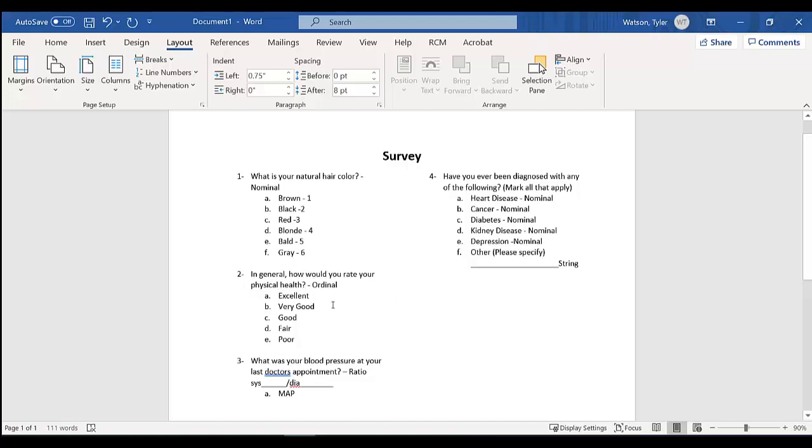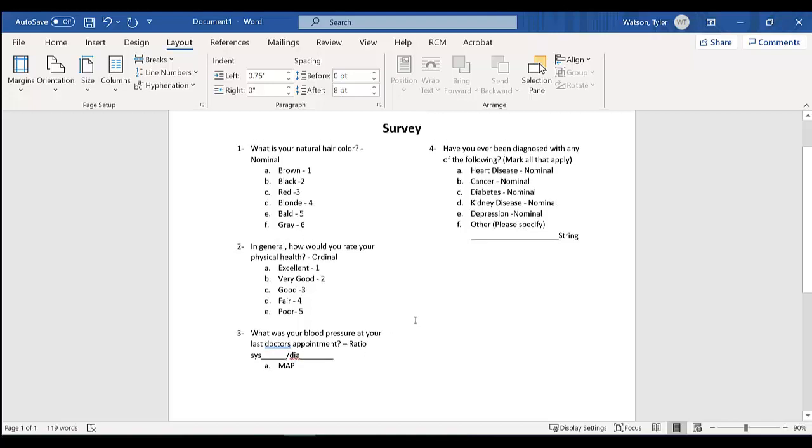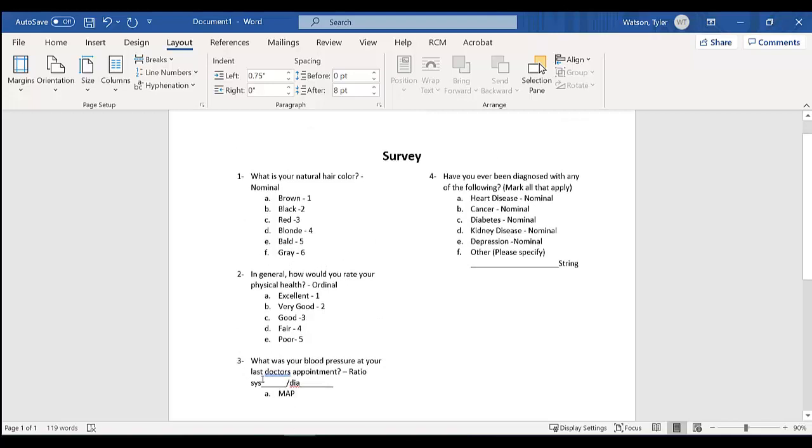We'll do the same thing here in the ordinal data. Excellent is 1, very good is 2, good is 3, fair is 4, poor is 5. Okay, what's nice about question 3 is we don't have to label anything because these are going to be actual numbers written into this survey. And the mean arterial pressure is going to be a calculation we're going to accomplish. So both of those are ratio. We don't have to label any of the answers because the answer itself is a quantifiable number.